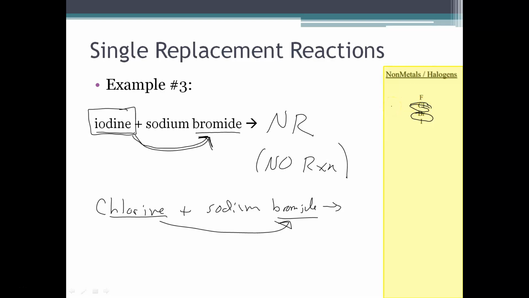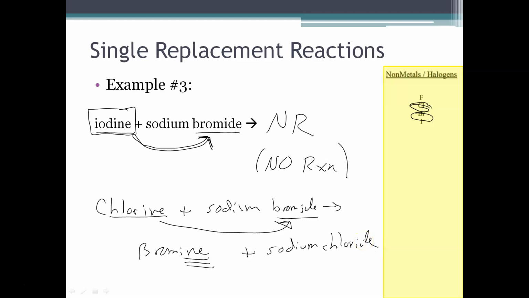So in this case, your products would be bromine. Okay, when it becomes an element by itself, it drops the -ide ending. It's not an ion anymore. It's just an element, the element bromine, plus sodium chloride.